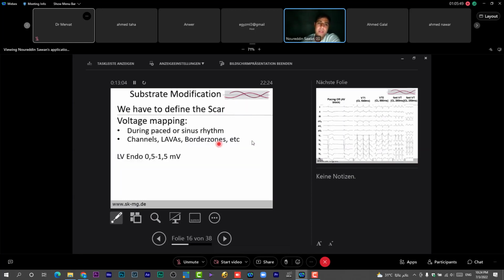So once again, substrate modification means a voltage map during pacing or sinus rhythm. We also try to understand the scar and to identify channels, LAVAs, border zone, etc. And please remember these numbers for the setting of voltage from the working group of Mashinsky.